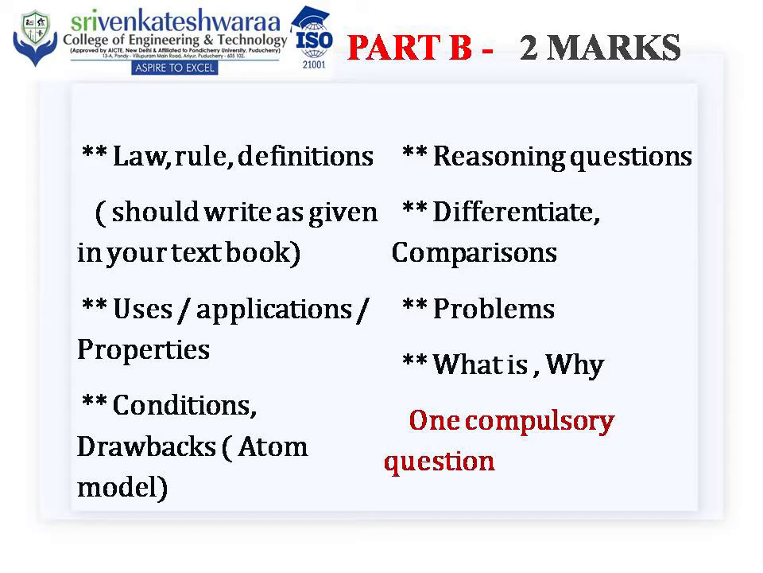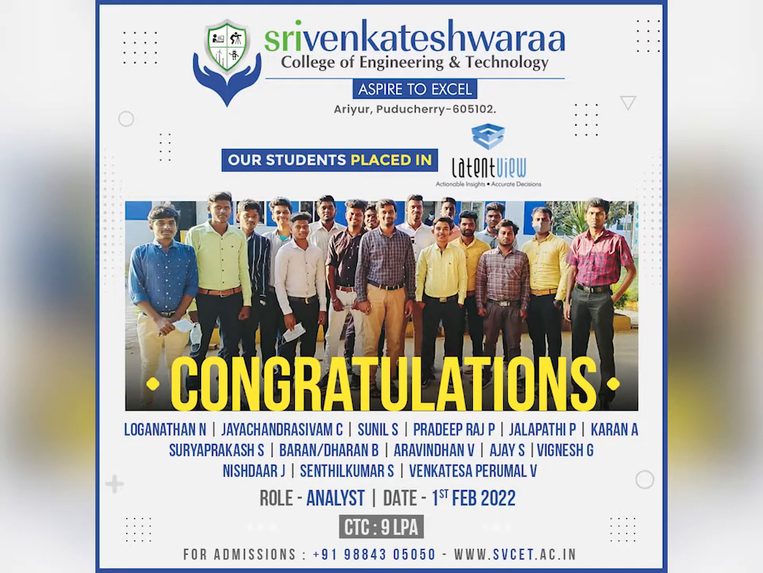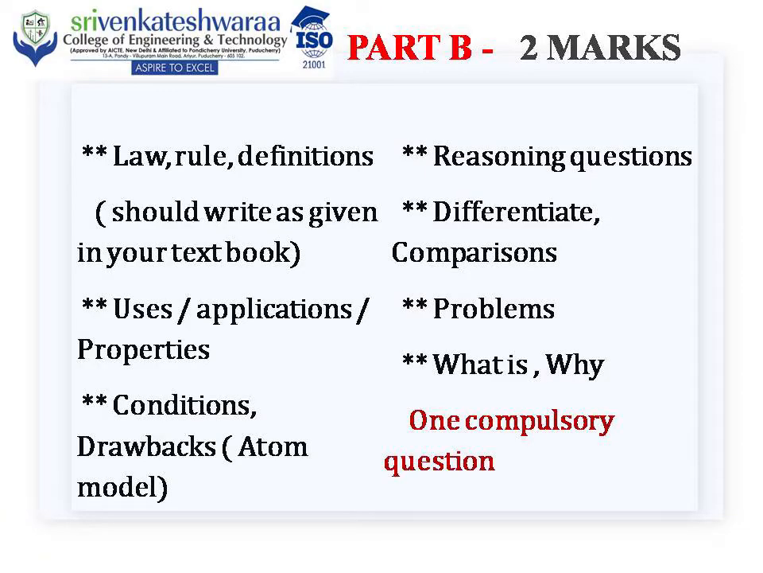These are all the things. Like these questions, you concentrate on this. And next is conditions or drawbacks. For example, what are the conditions to attain a total internal reflection? Okay, these are all the things.